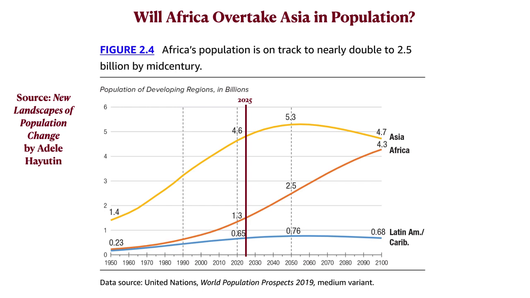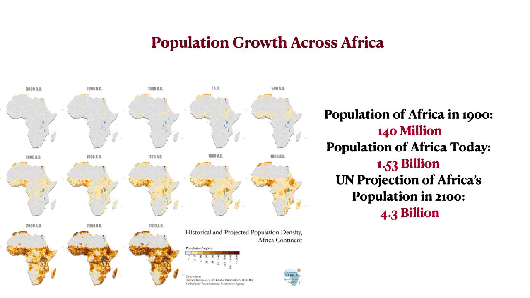Now, of course, we don't know what is going to happen over the next 75 years, and those numbers are almost certainly not going to be accurate. They're simply projections, but it is undeniable that Africa is increasing in population much more rapidly than any other part of the world. And another way to look at this is with population density maps.